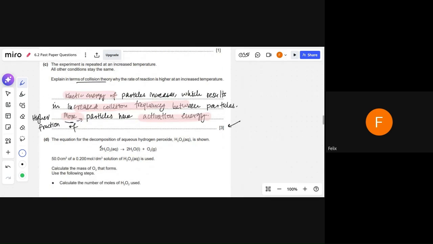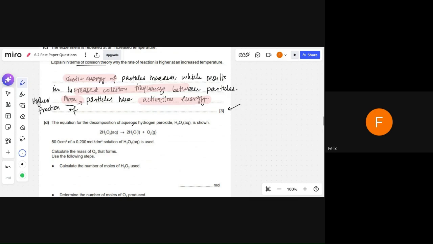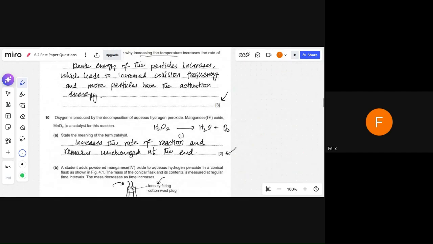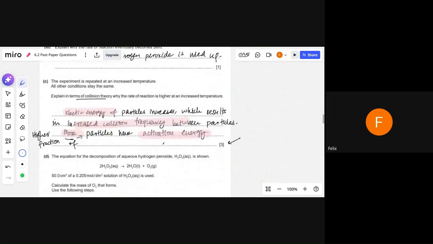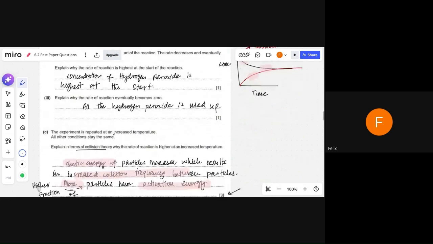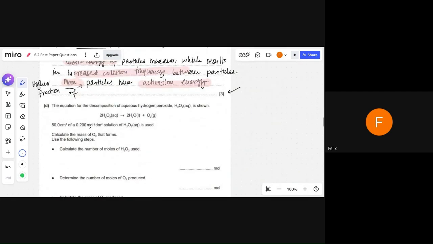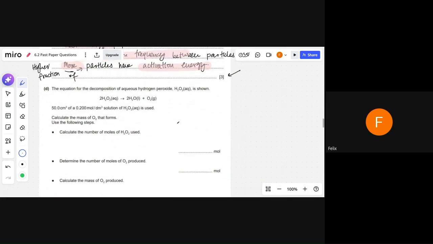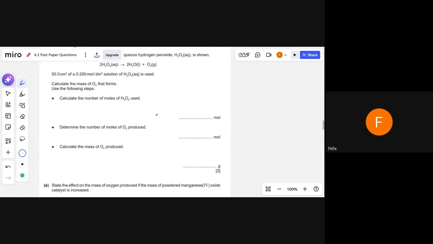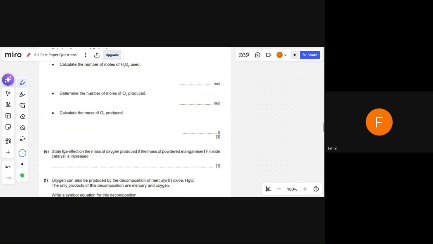Okay, so the equation for the decomposition of aqueous hydrogen peroxide is shown. I didn't balance this on purpose. Where is it? Yeah, this equation is balanced here, so 2 2. Anyways, this question is not related to rate of reaction. We have already covered it in the titration section or molarity section. If you haven't watched that video, you can watch that. So we are answering this one.